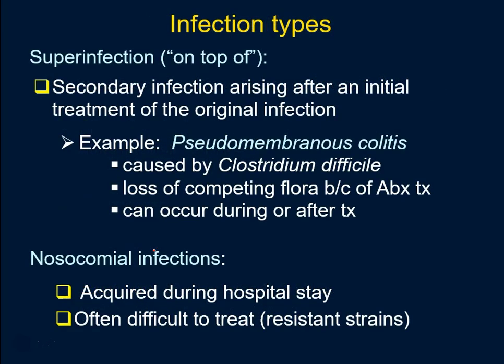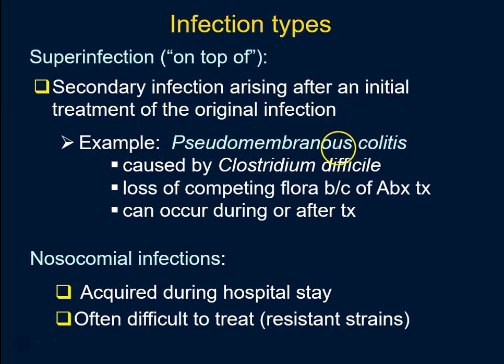Now let's talk about infection types. Let's talk about a couple of definitions that you'll encounter often. One thing is superinfection. So what does that mean? Does that mean it's something really serious? Not necessarily. It can be, but superinfection refers to the idea that you have one infection on top of another infection. Or in the process of treating one infection, you created a second infection on top of the first one. So this is usually a secondary infection arising after an initial treatment of the original infection.